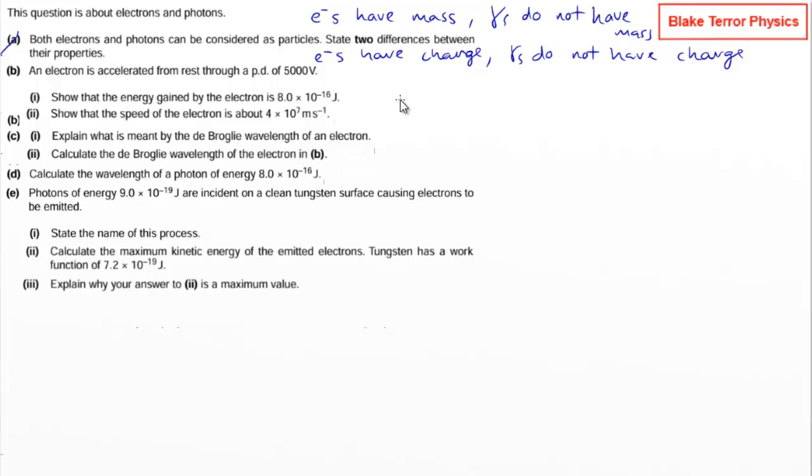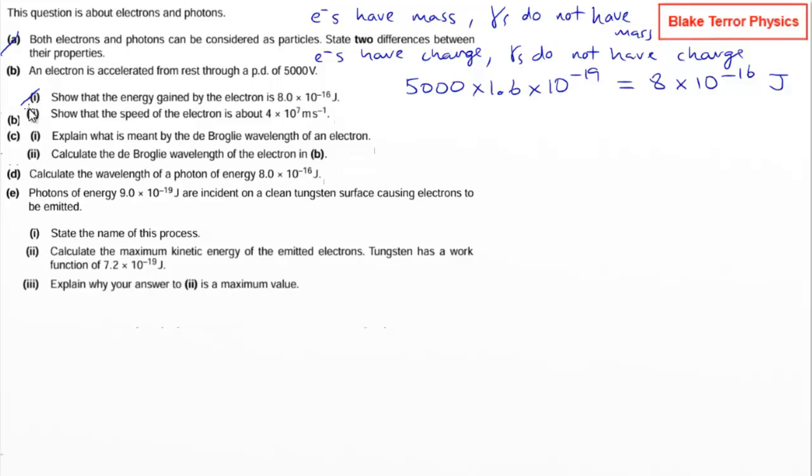So if we take our volts and we multiply it by coulombs, we get energy. So we're doing 5,000 multiplied by 1.6 times 10 to the minus 19. So that gives us 5 lots of 1.6 is 8. And then we've got 3 to take off of our minus 19. 8 times 10 to the minus 16 joules.